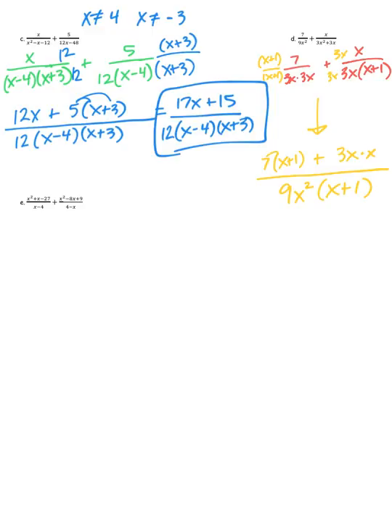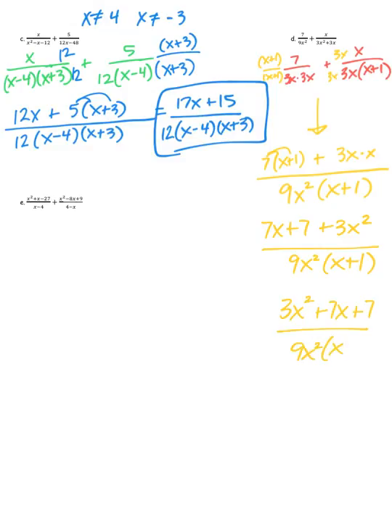Combining our top, I could distribute that 7 and get 7x plus 7 plus 3x squared. So that's just, and you could write it in standard form. Okay, and so then our exclusions would be x cannot be 0 and x cannot be -1.